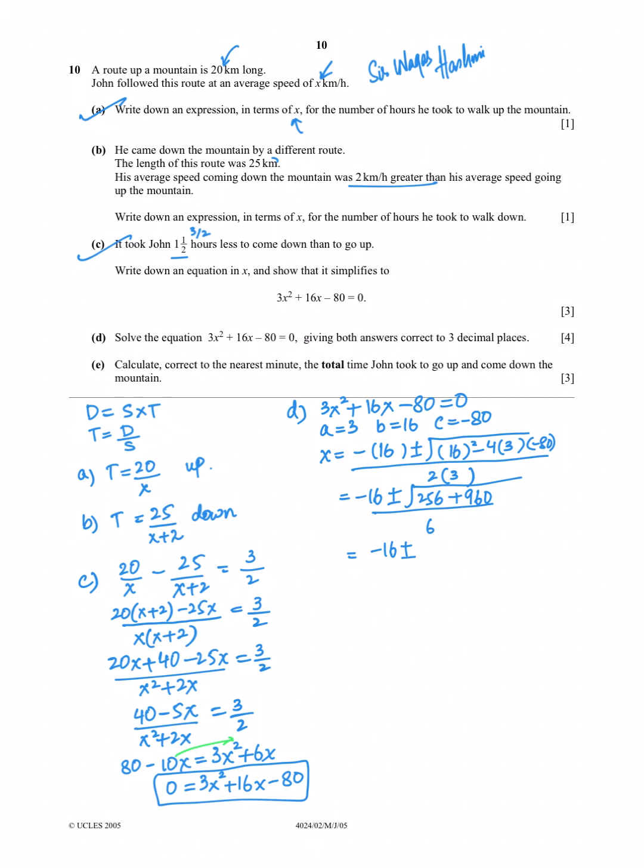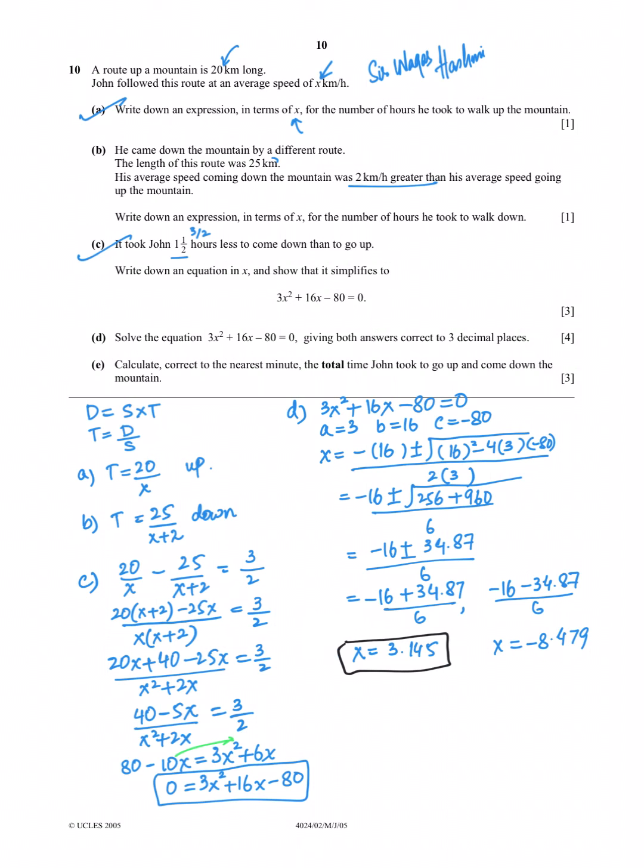So minus 16 plus 34.87 divided by 6. Minus 16 minus 34.87 divided by 6. You got two values of x, one is positive and one is negative. So we always consider the positive one, because x is what? x is speed, and we always consider speed in positive, right? So that is your part D answer.